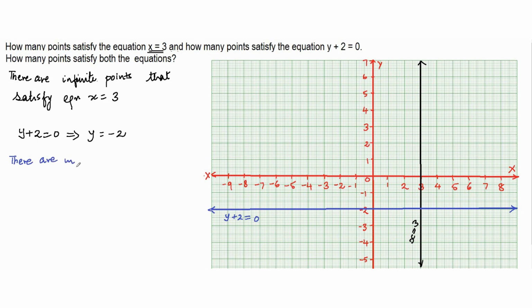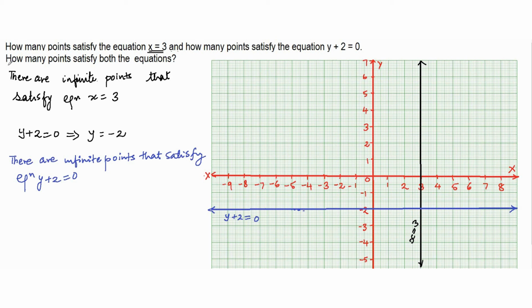There are infinite points that satisfy the equation y plus 2 equals 0, and there are infinite points because a line is composed of infinite points, right? So on this blue line that has been marked, y plus 2 is 0, there are infinite points that lie on this particular line, and therefore there are infinite points that satisfy this equation.